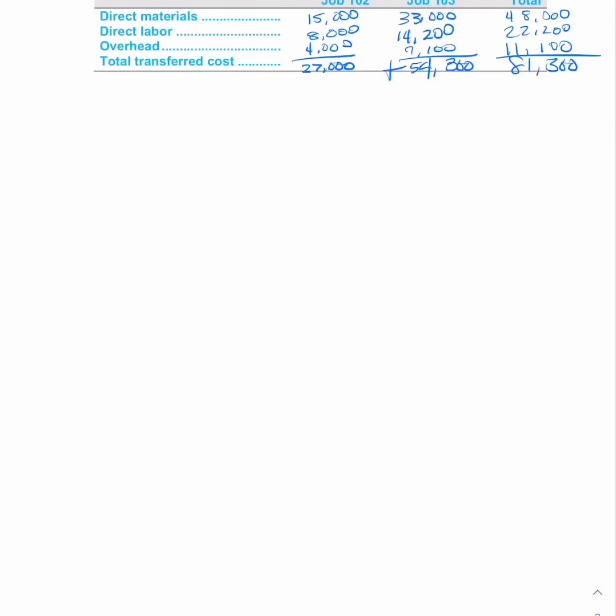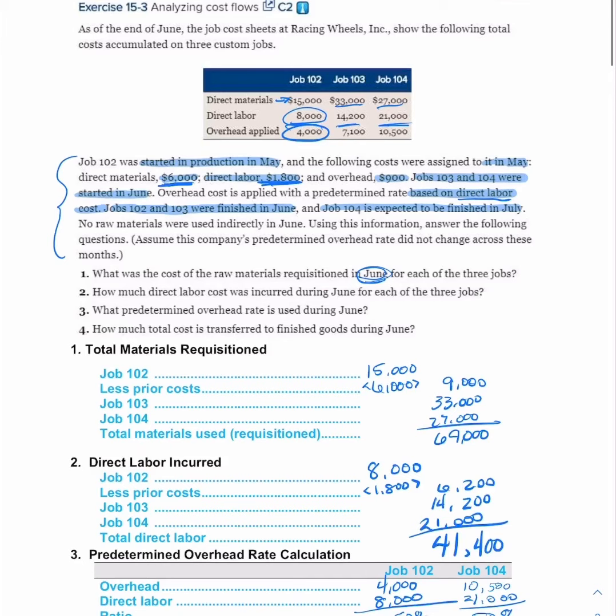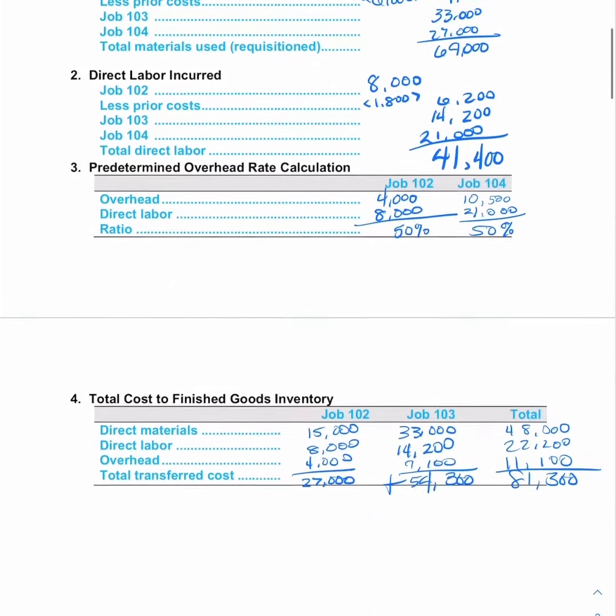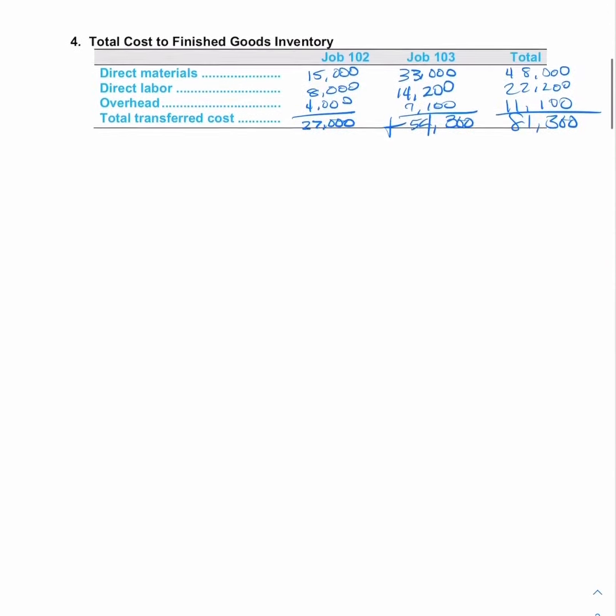Now you say, well, why on earth are we only doing this for jobs 102 and 103? And that's because of this line right here. Job 104 is expected to be finished in July. We can't move something to finished goods inventory until it is finished. But we were told jobs 102 and 103 were finished in June. So that's why when the question asked us for what costs we're going to finish goods inventory, it was simply all of the costs assigned to both of those products. So that wraps up the end of question number 2.